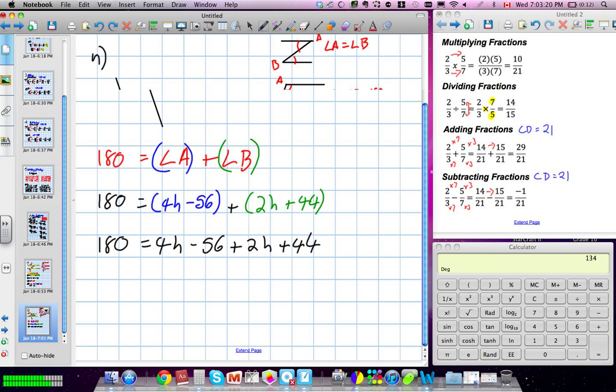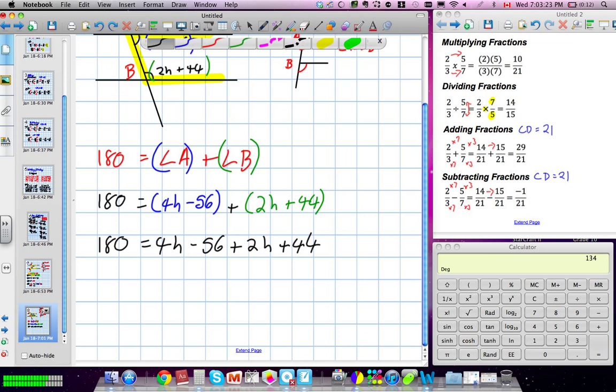Now you have to bring everything together. Yeah, collect like terms. So what are like terms here? 4H and 2H, yeah. And what else are like terms? Negative 56 and 44. Good. We'll leave the 180 on the left side for now. So when we combine 4H and 2H, what do we get? 6H. And when we combine negative 56 plus 44?